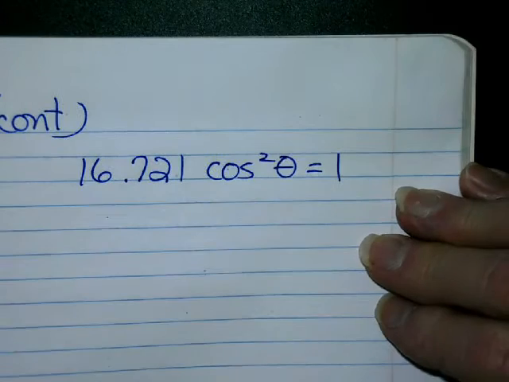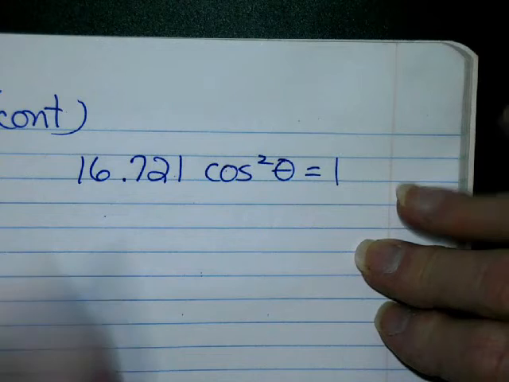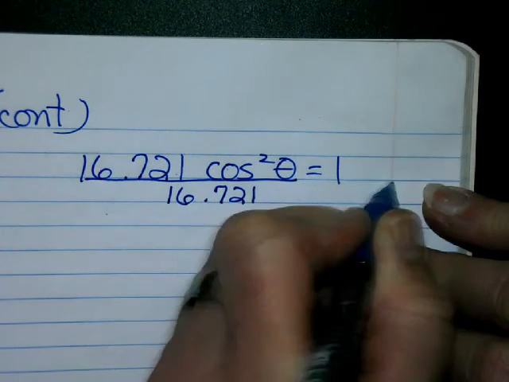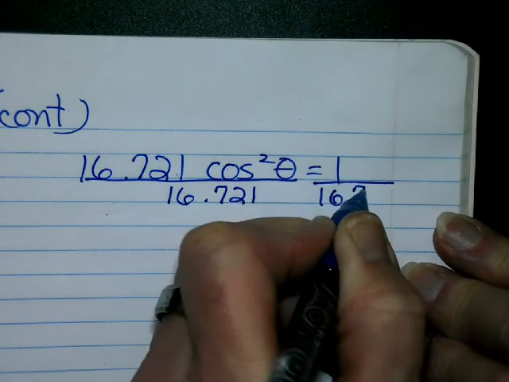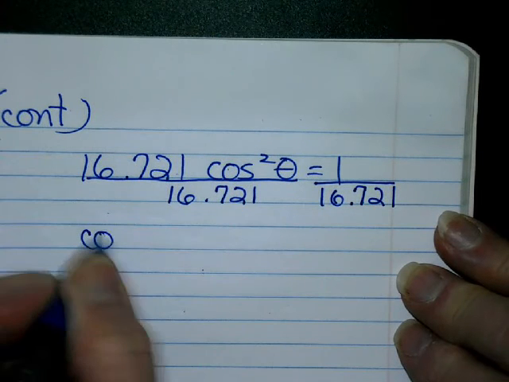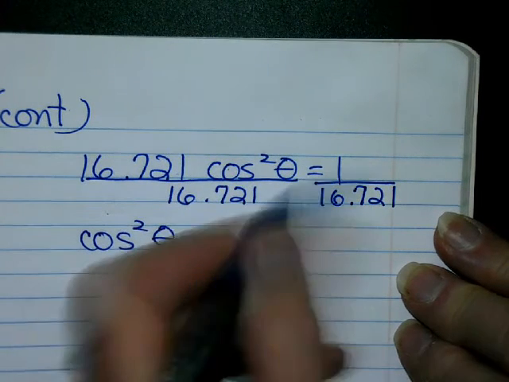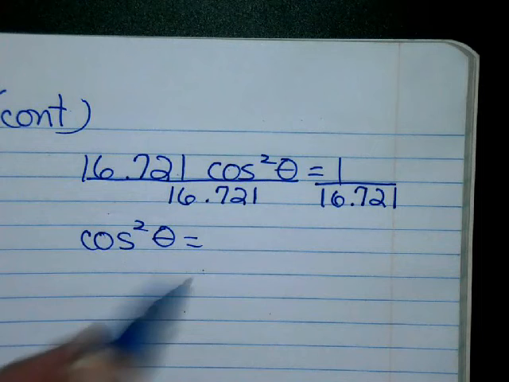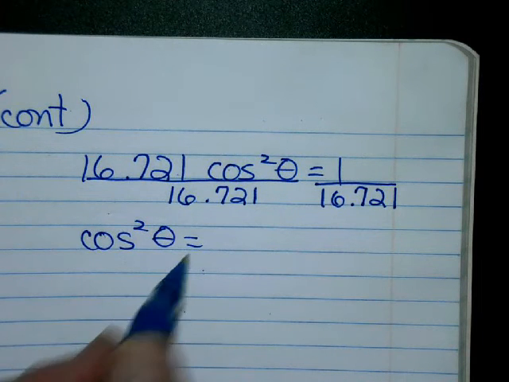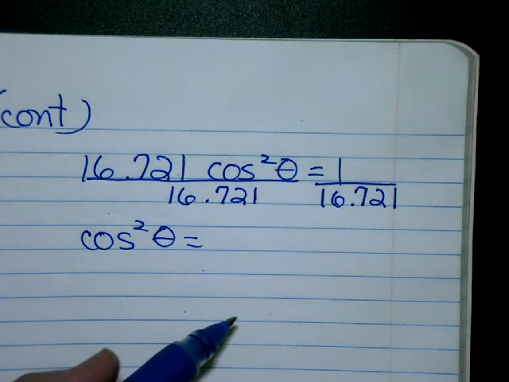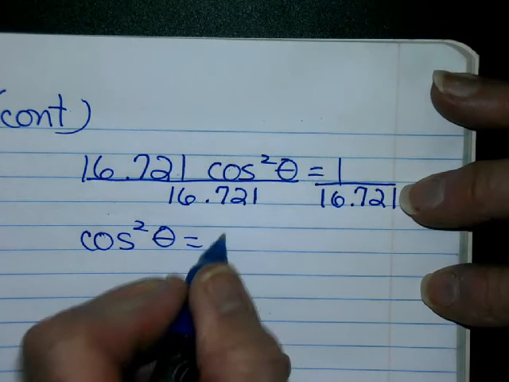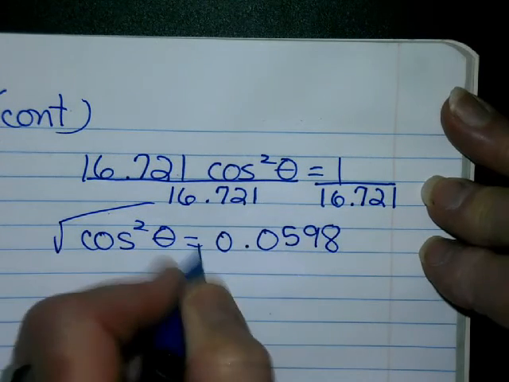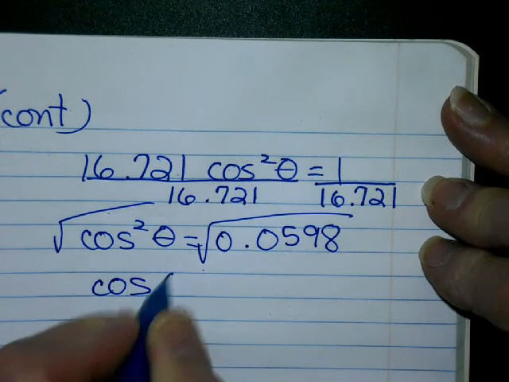Cosine squared equals 1. So I just added it to both sides, and then I divide by the decimal. So it's cosine squared theta is this fraction. Okay, so I'm going to take 1 over 16.721, which goes to 0.0598. Then I take the square root of both sides.